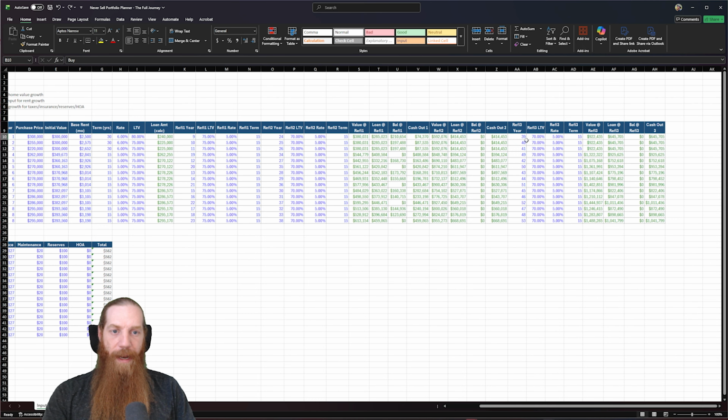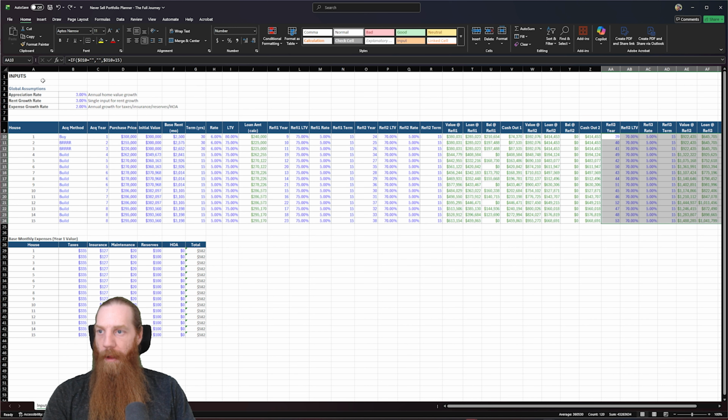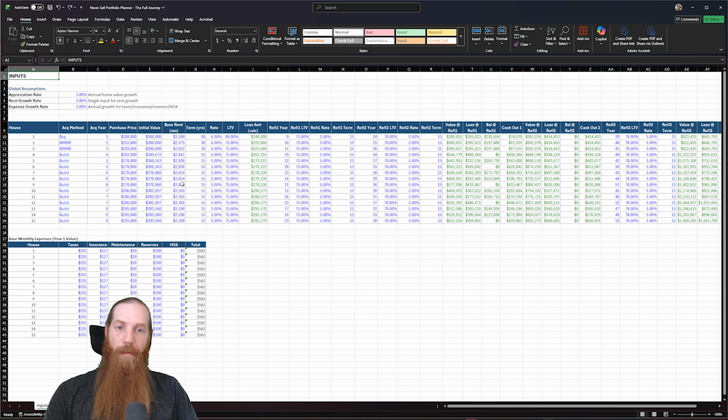So refi number 3, I added this on later on. It's just the exact same information as the other 2 refis, all right there. So I'm not going to go through that in any detail. So that covers the inputs page. Hopefully that's all super clear.